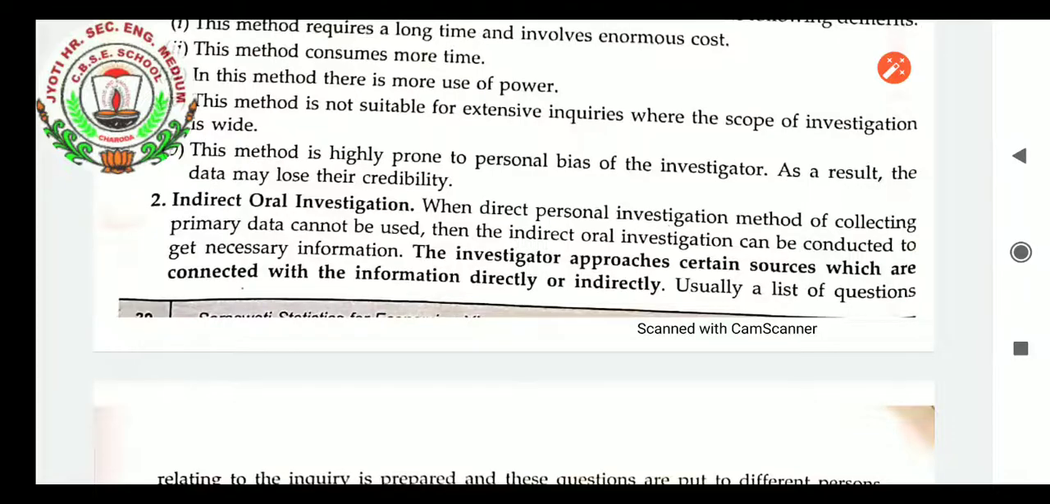When the direct person investigation method of collecting primary data cannot be used, meaning the first method, then indirect oral investigation can be conducted to get the necessary information. The investigator approaches certain sources which are connected with the information directly or indirectly. So the investigator can have certain sources of data, and from those they can make a direct and indirect investigation related to a particular question.